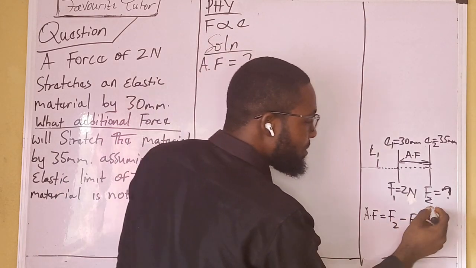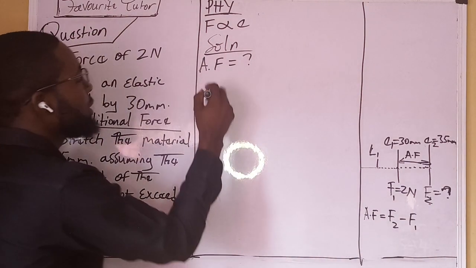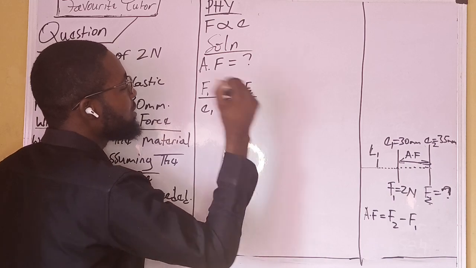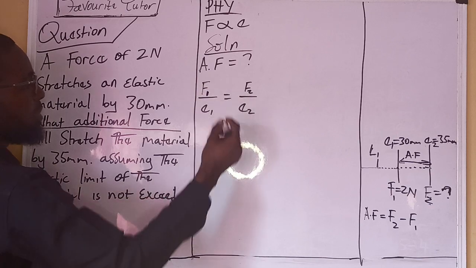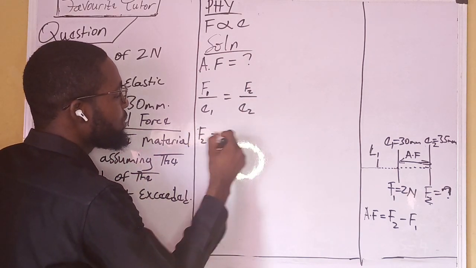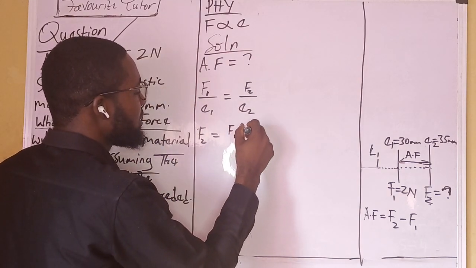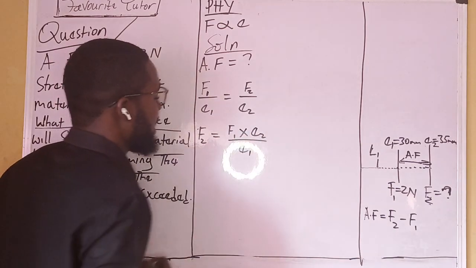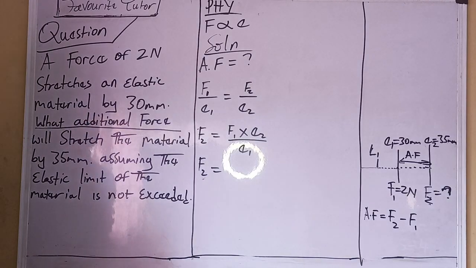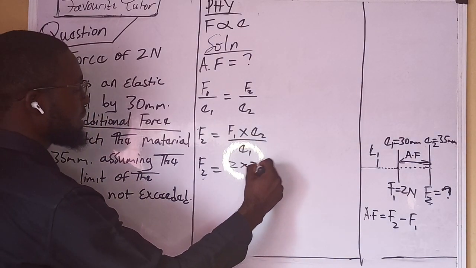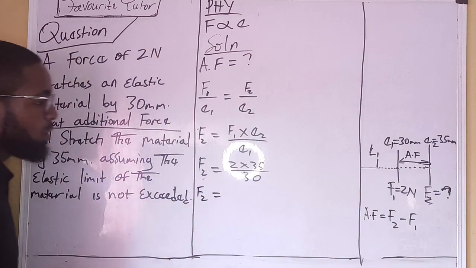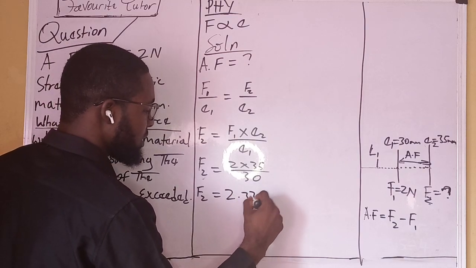So our major aim right here is to get force two. And we remember the equation under Hooke's law: F1 over E1 equals F2 over E2. We are looking for force 2, so we make force 2 the subject of the formula. Force 2 is equal to F1 times E2 over E1. So force 2 is equal to 2 times E2, 35 millimeter, over E1, which is 30. So force 2 will give us 2.33 newton.